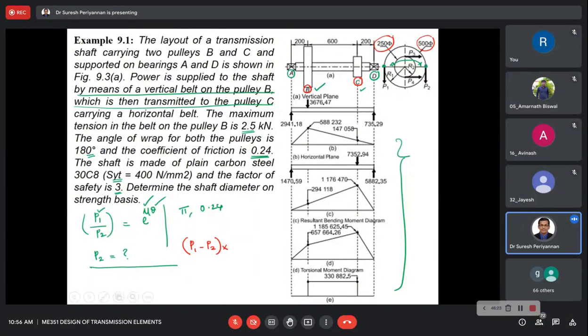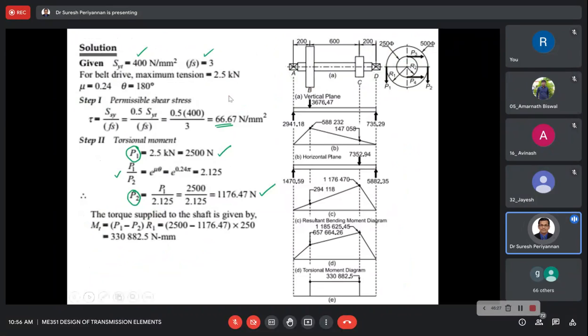Right? Now the right hand side is the input power. The pulley diameter is given, so the radius can be found. Now this is our torque. The same amount of torque is going to be transmitted in the second pulley too. Hence the torque is the same for both pulleys.